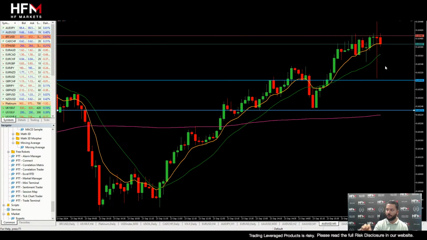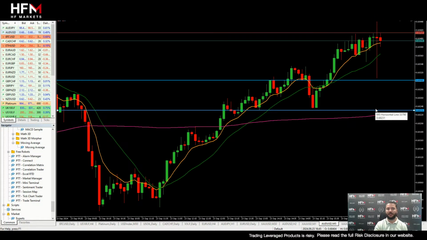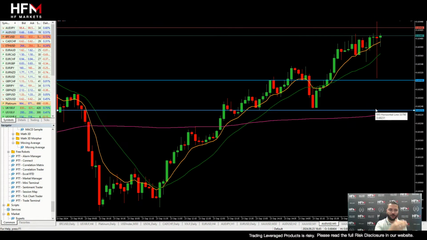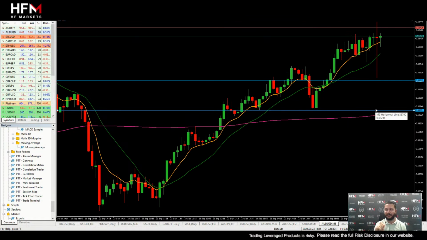So as it drops to this level, ladies and gentlemen, especially if it's going to drop to this level down here, we have to take into consideration maybe that's the retracement, the correction before the market re-enters the market. So these are very key points.